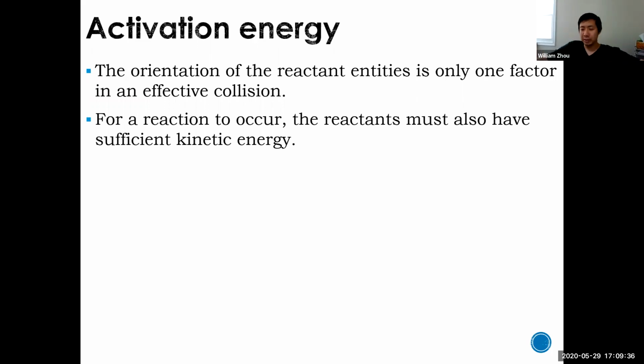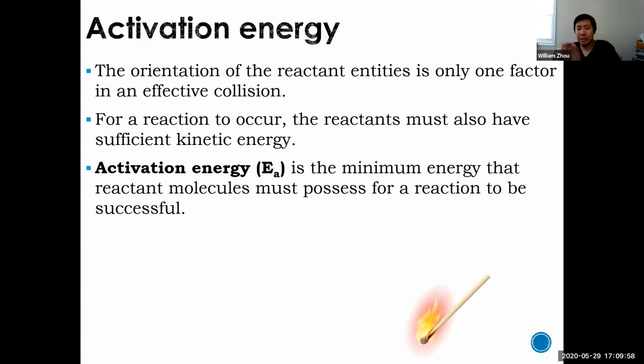So under normal conditions at a gas station, it is not too warm. So the molecules, the oxygen and the octane, while they're in contact with each other, there's not enough energy for sufficient kinetic energy in order to cause a reaction. So you can't have an effective collision.